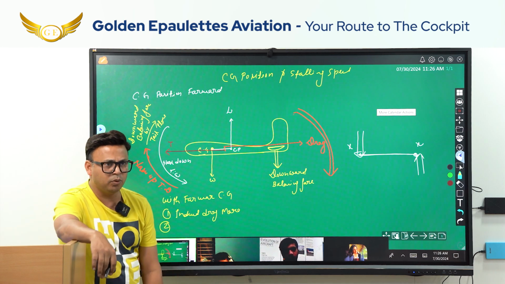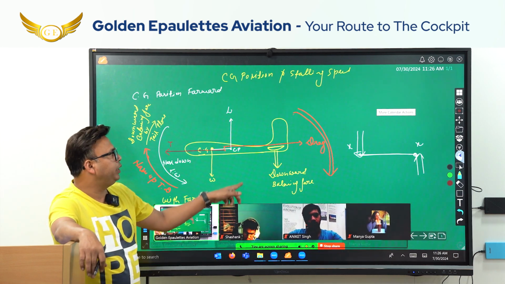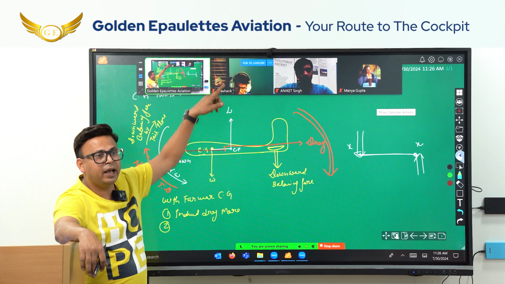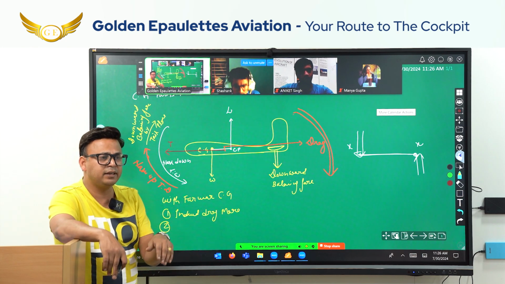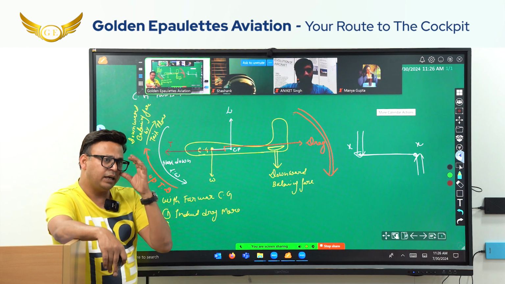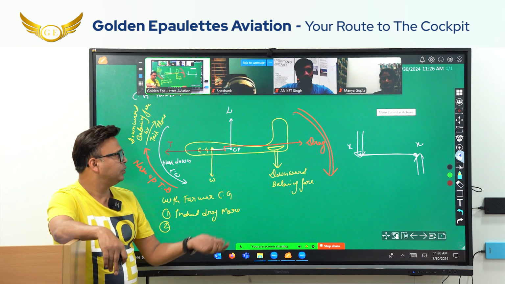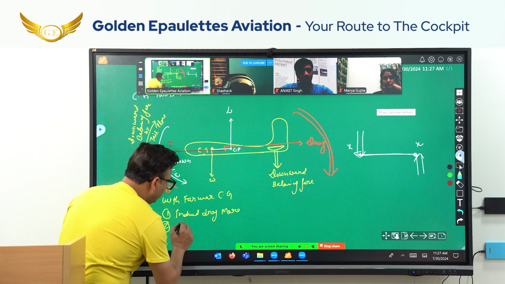Induced drag is more. Stalling speed would be? If your drag is more, you require more lift to fly at the same speed, right? So lift ज़्यादा चाहिए आपको. So your stalling speed would be higher.